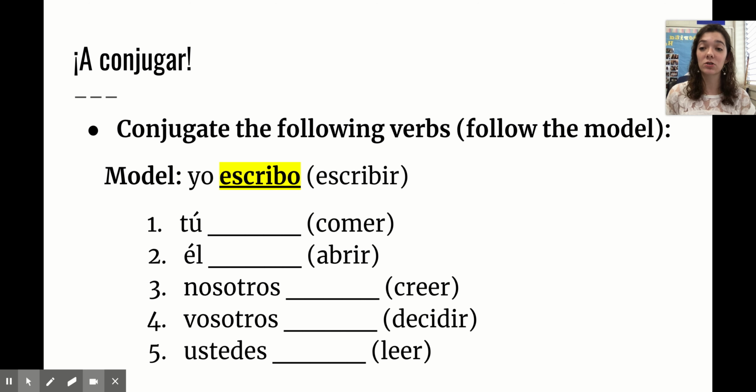Please do not forget, chicos, this is due for my periods 1 and 7 next week, Monday, February 1st. This is due for my evens, my period 2 and my period 6, next week, Wednesday, February 3rd. That is when I will see you next. Don't forget, we're going to our hybrid schedule.